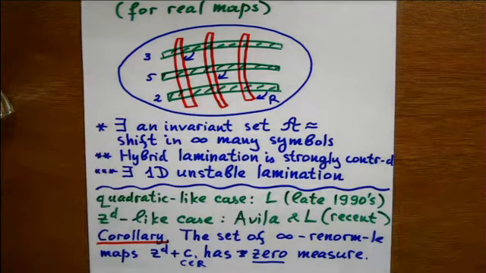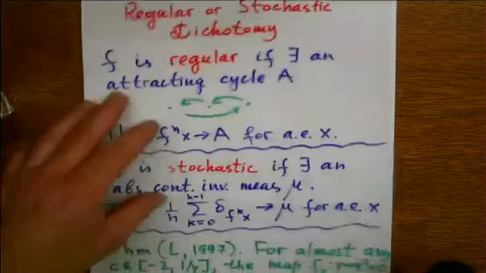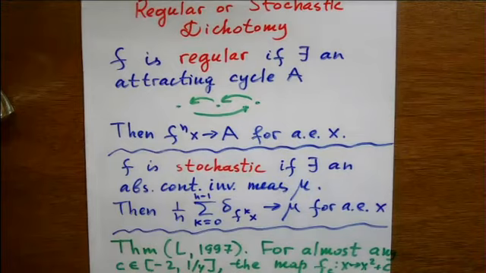So it was one of the good applications of the renormalization theory, but it required constructing this horseshoe simultaneously for all combinatorial types. Okay, and again, the motivation for that result was the following regular or stochastic dichotomy in the real quadratic family.